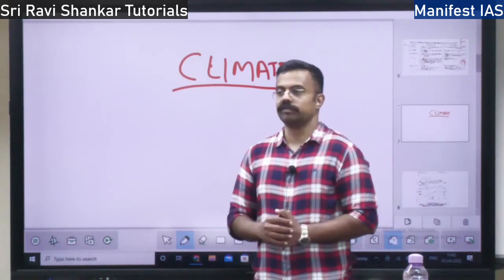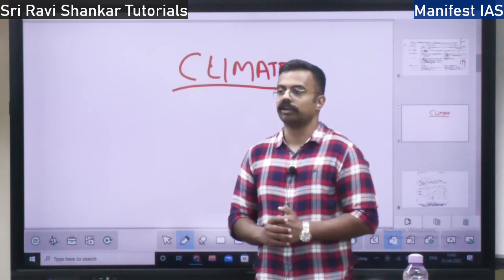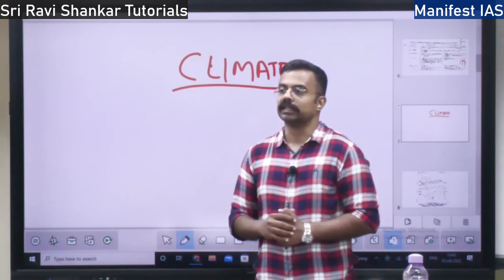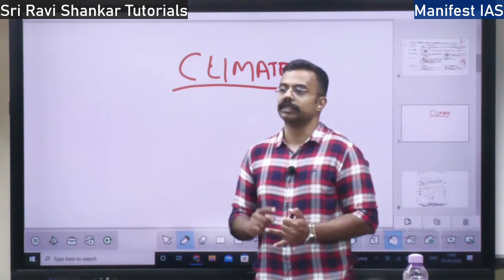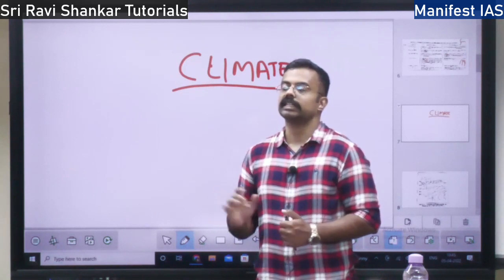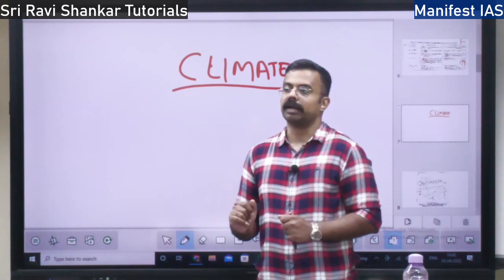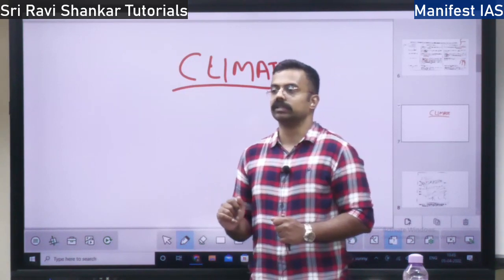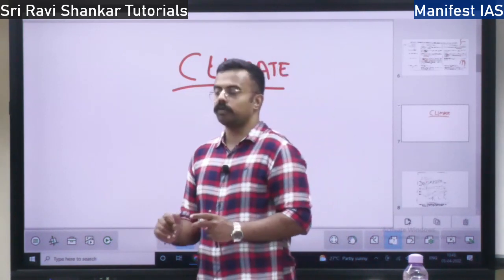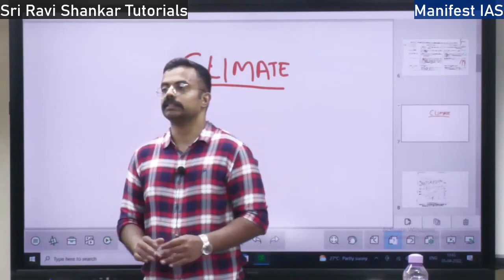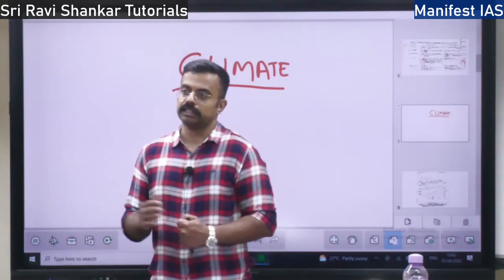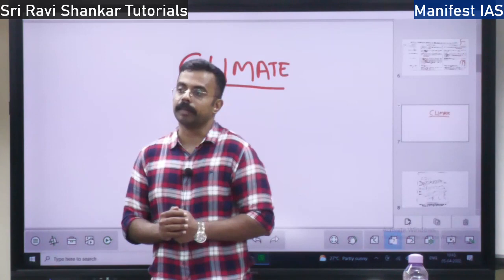What is the change of surroundings, environment? That is the weather. What is the change in temperature, precipitation, pressure? That is weather. Whereas if you measure the surrounding parameters, temperature, pressure, all these things, rainfall over a long period, let's say 40 years, 50 years, that is called the climate.